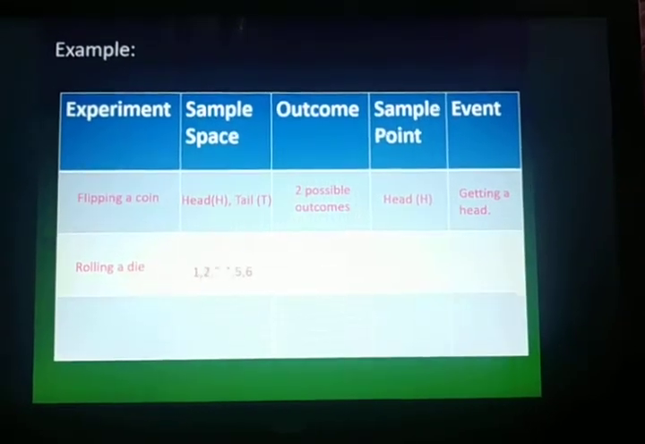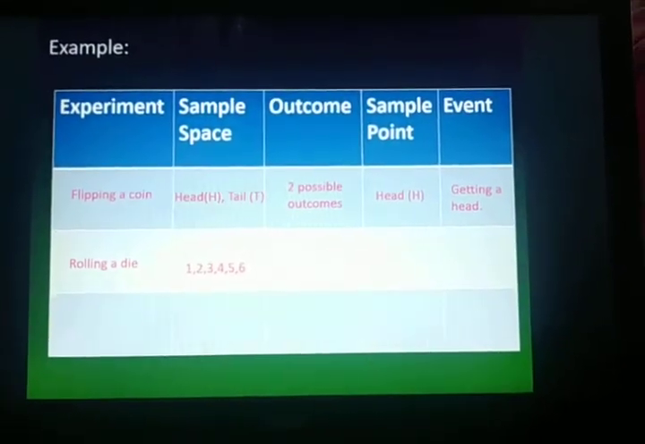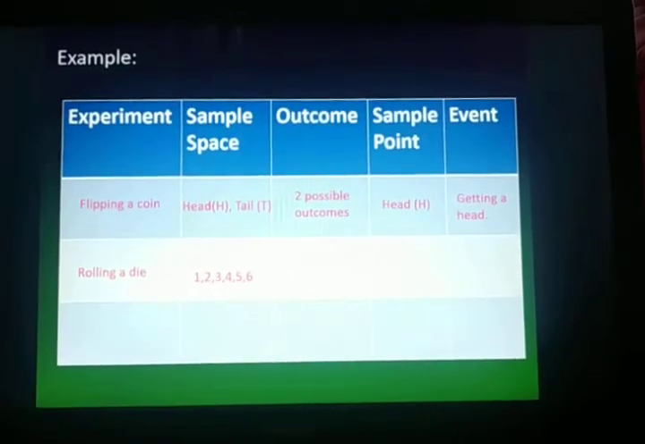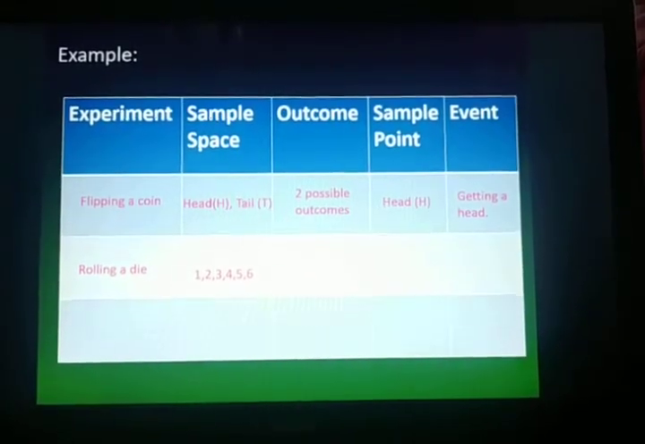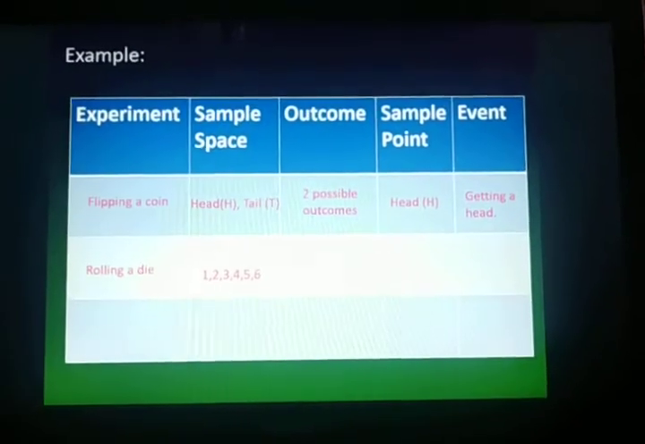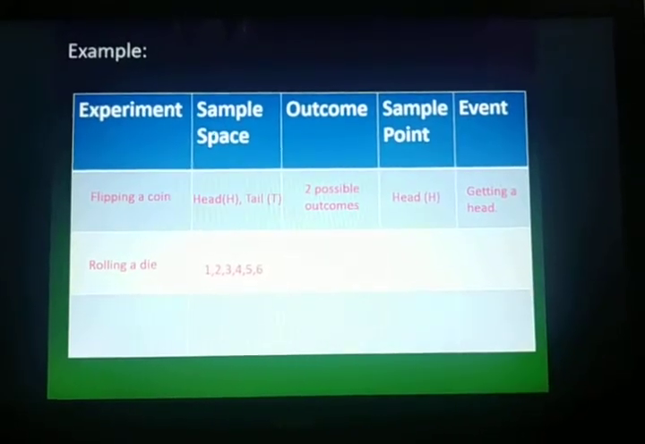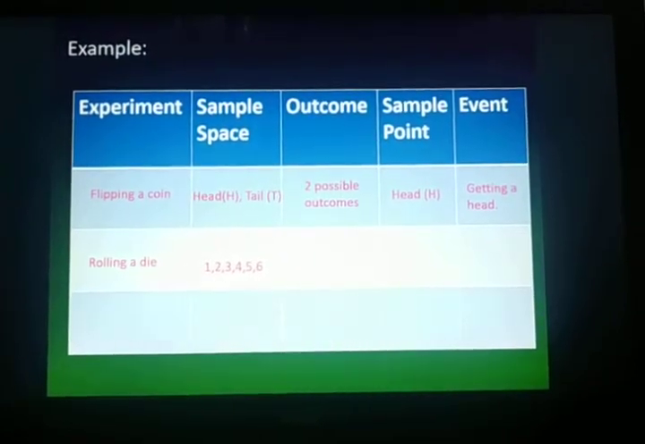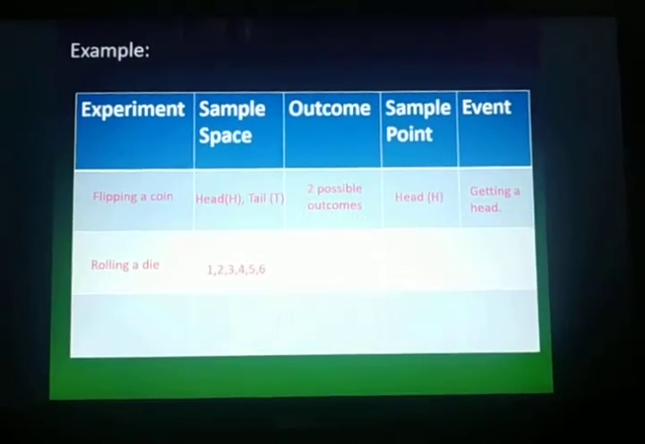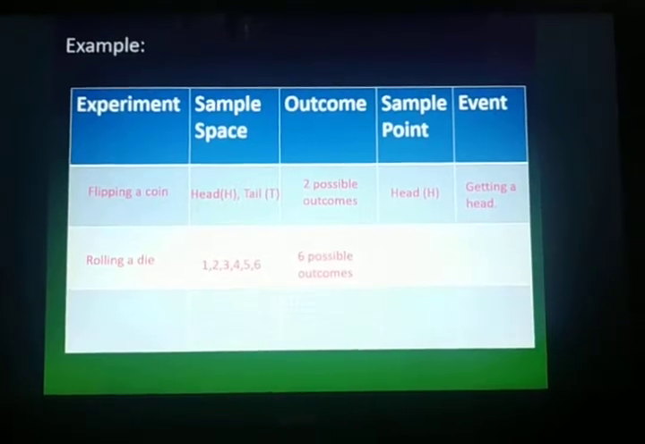We have the numbers 1, 2, 3, 4, 5, 6. They are dots: one dot, two dots, three dots. That is the sample space. So, the sample space is 1 dot, 2 dots, 3 dots, 4 dots, 5 dots, 6 dots. The outcome is 6 possible. Six can possibly come out.